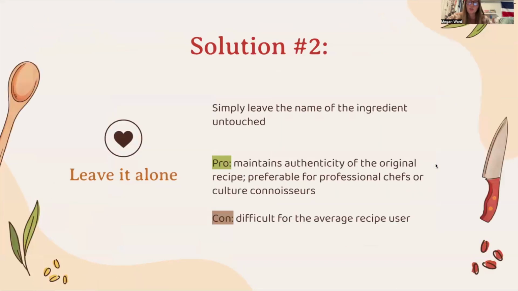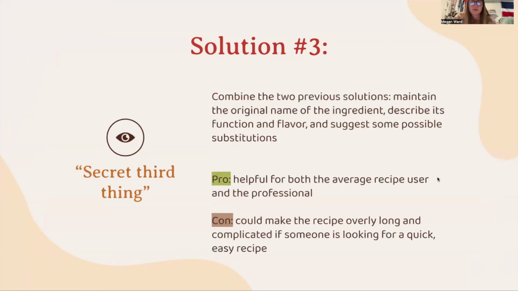Solution two is to just leave the name of the ingredient untouched. The advantage of this is that it maintains the authenticity of the recipe. This might be really important for someone who's a professional chef or someone who's really trying to understand the culture and see what that recipe would really taste like and look like in the source culture. The con is that this is going to be really difficult for the person who's just cooking for their family or the average recipe user. They're not going to be able to find this ingredient in their local grocery store, so it might be impossible for them to make the recipe themselves.